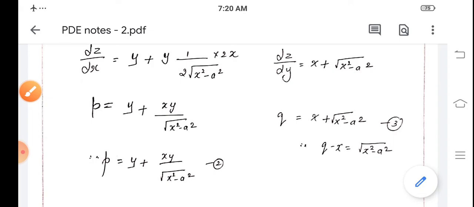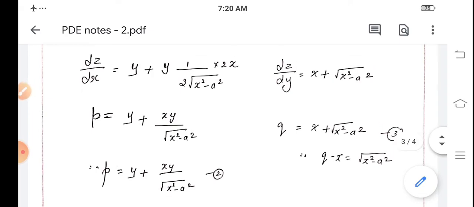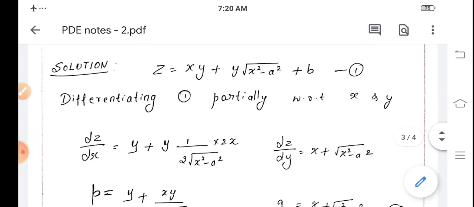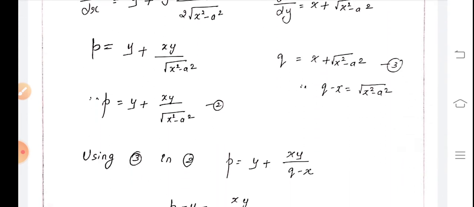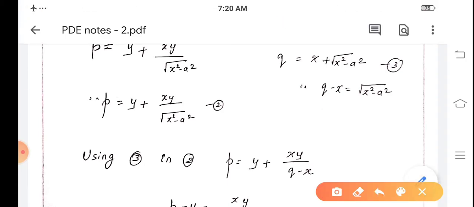Now here, to eliminate arbitrary constants a and b, it is not possible to substitute a and b in equation 1, but using equation 3 and 2, we can eliminate the arbitrary constants. So from equation 3, we write q minus x equal to root of x square minus a square. We can substitute this in equation 2.